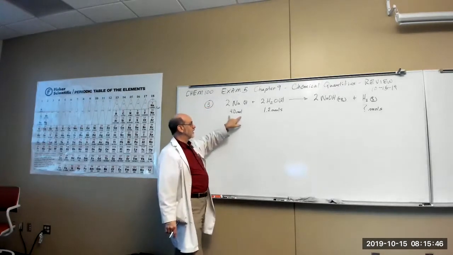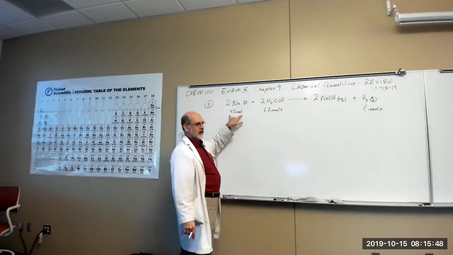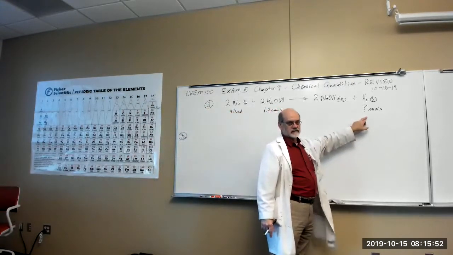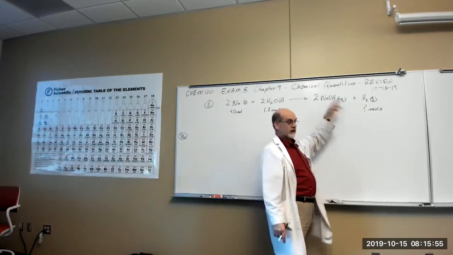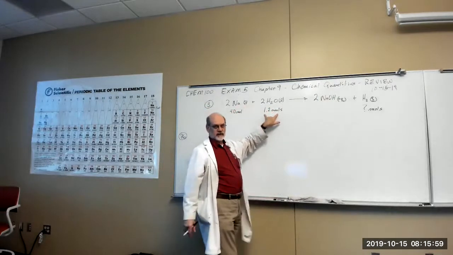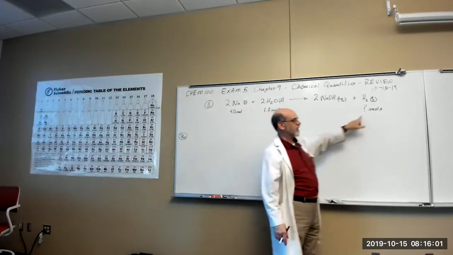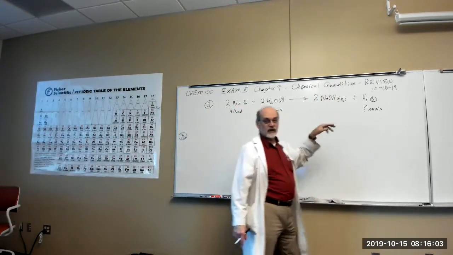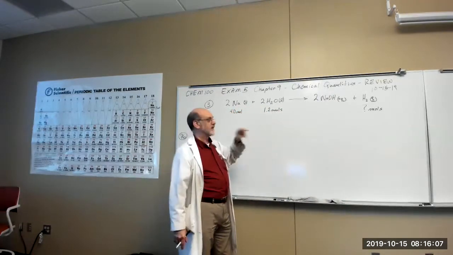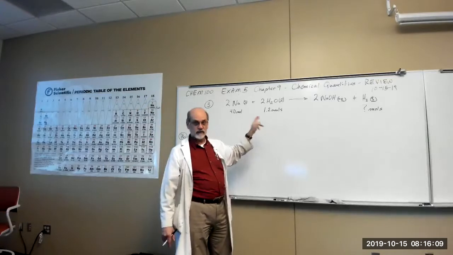We assume that all of this one is used up and convert it to that one using our conversion factors. Then we assume that all of this one is used up and convert it to that one and compare the values. The one that produces the least amount is the limiting one. That's the one that runs out first.